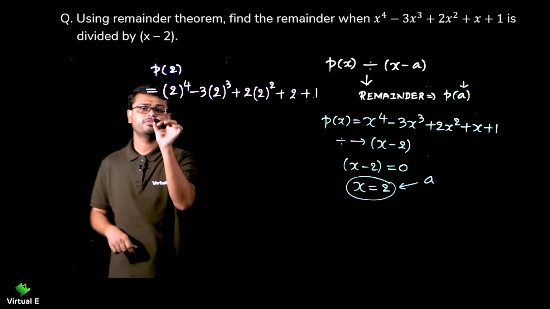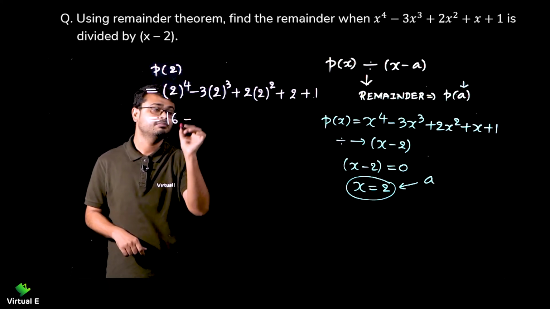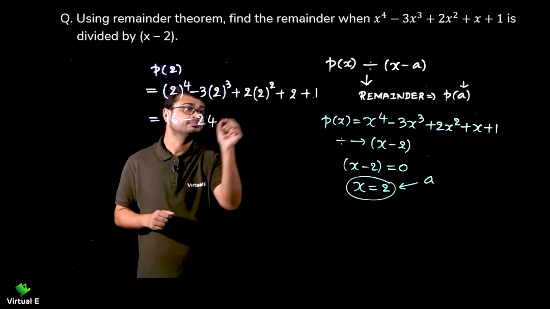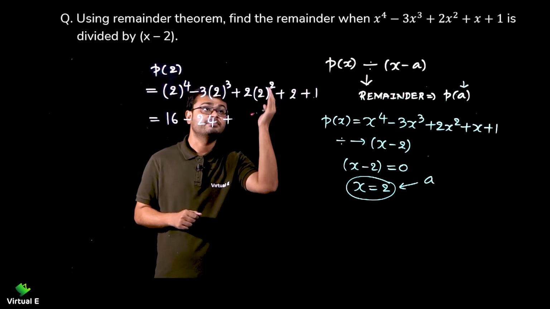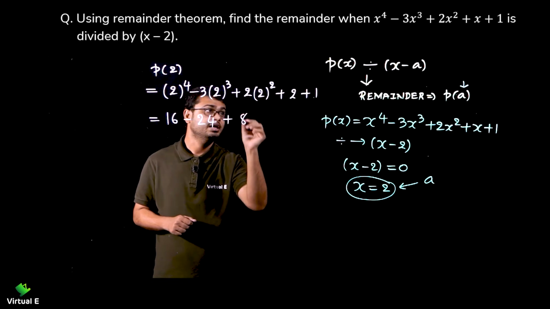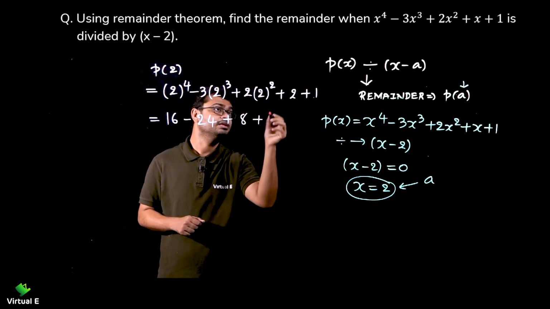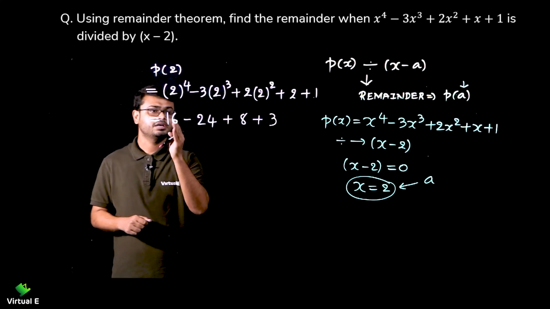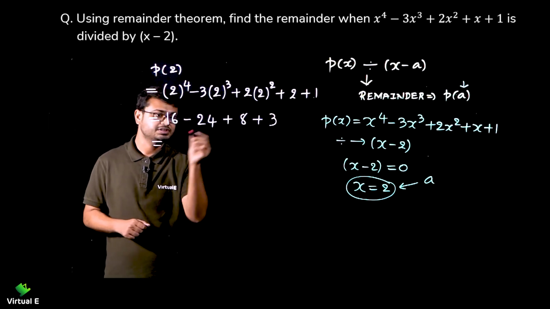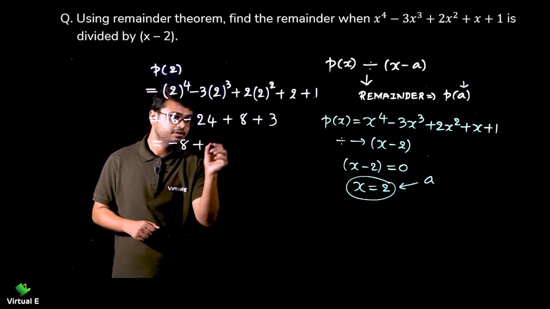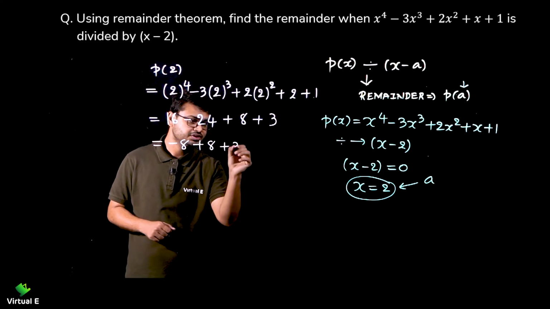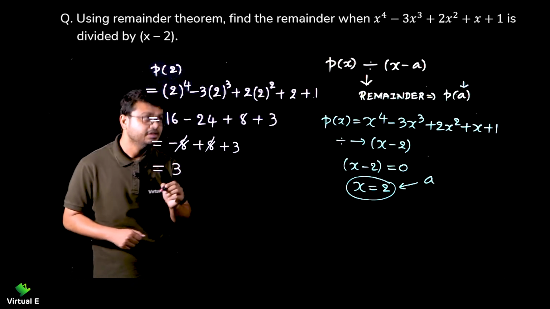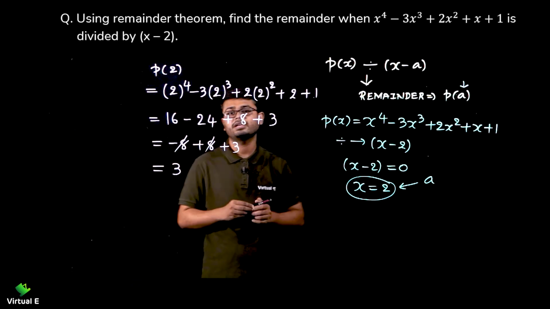Simple. Now 2 raised to 4 is 16, minus 3 times 2 cube, which is 8. 8 threes are 24. Plus here 2 square is 4, into 2, that's 8, plus 2 plus 1, which is 3. So here 16 minus 24, that is what? Minus 8, here plus 8, then plus 3. So minus 8 plus 8 cancel, and the answer is 3. So this is how we get the remainder.